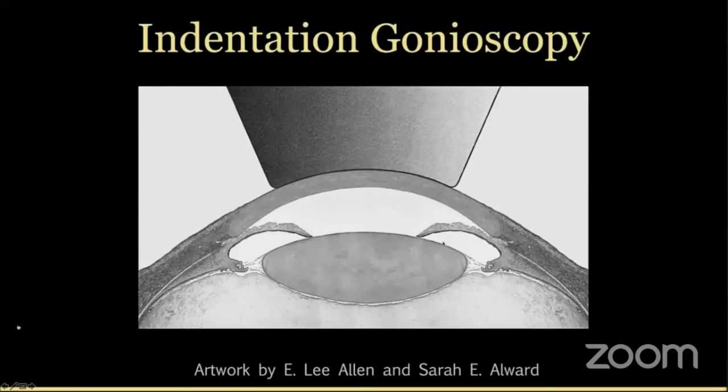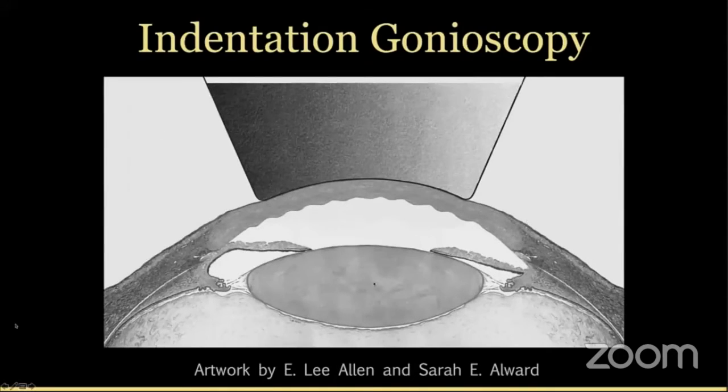Indentation gonioscopy is really critical. You need a lens that has a small area of contact, like a Posner or Sussman lens. And when one pushes in, you can see the corneal folds. This side of the angle stays tethered closed with synechia. This side opens up. This is an angle that's closed. I indent, you can see the corneal folds, and I can see the trabecular meshwork.